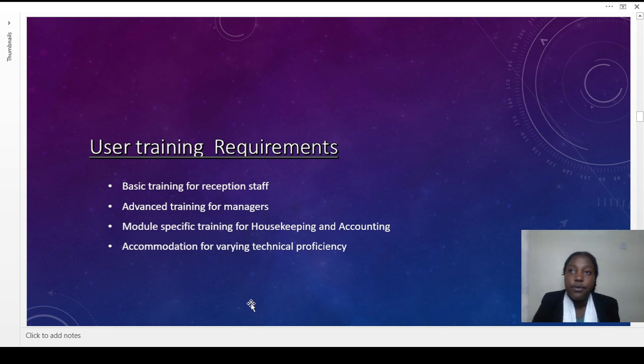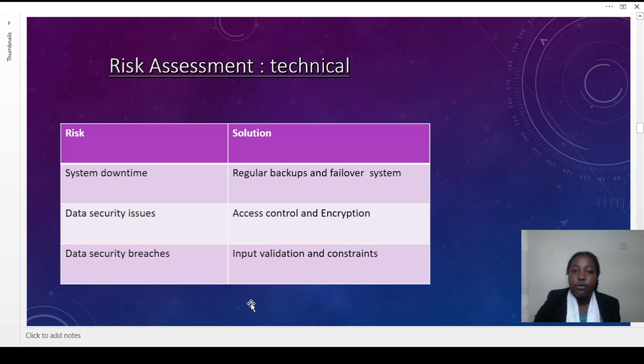So since this is a new kind of thing being brought to replace the manual system, we need user training requirements. Some of them, we're just going to basically train the reception staff with some of the things we're going to add into the management. Then there is also advanced training for managers so that they can actually manage the database to manage payments and track everything in the hotel. Then module-specific training for housekeeping and accounting so that they can track which room has been left by what guest. Accommodation for varying technical proficiency to allow on-time practice.